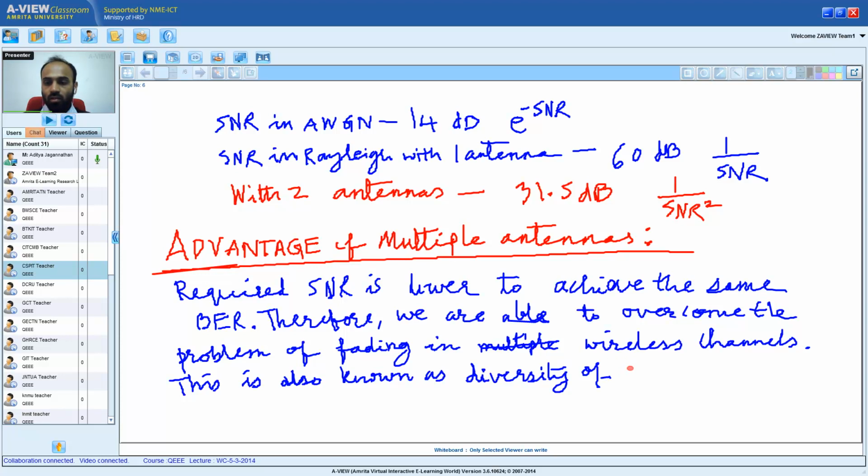This is also known as diversity of communication. Diversity means using multiple antennas or multiple modes to receive signals to decrease the bit error rate of the communication system. Instead of one receive antenna, we are now using two receive antennas. Thereby, by increasing the number of antennas, we are able to decrease the bit error rate of the wireless communication system. This property is known as diversity.